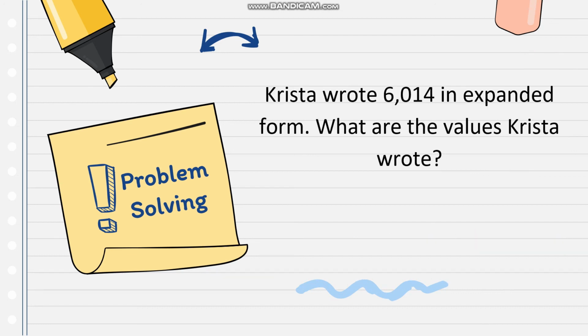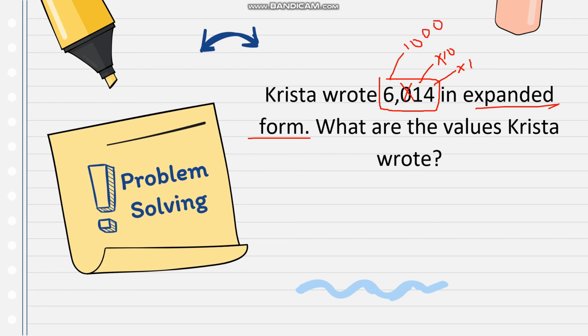Next, Krista wrote 6,014 in expanded form. What are the values Krista wrote? So how are we going to write 6,014 in expanded form? I told you when we find the expanded form, we simply find the value of each digit except 0. So 4 is multiplied by 1 because it's in the ones place. 1 is in the tens place, so multiply by 10. 0 is not included because it has no value. And 6 is in the thousands place, so multiply by 1,000.